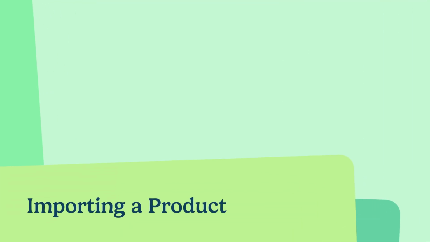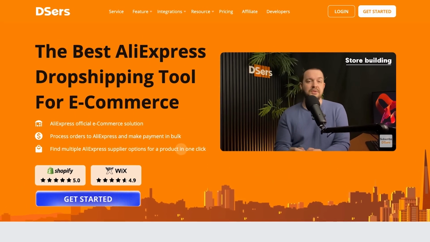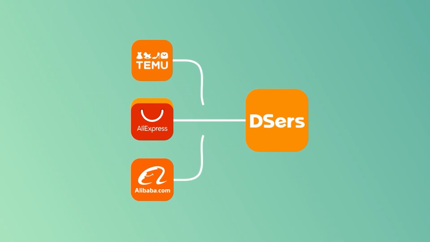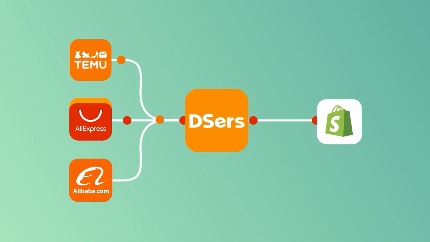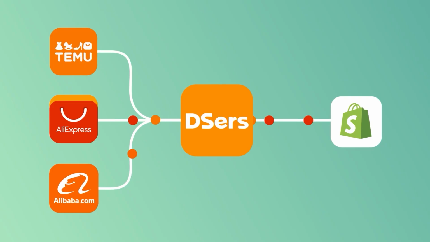To import your first product to your store, we'll be using a software tool called DSers. I want to start off by giving you some context on what DSers actually is. DSers is a software tool that allows you to connect AliExpress products as well as Alibaba and Temu products to your Shopify store. So you can sync all of the data related to these products through to your Shopify store without having to enter it in manually.